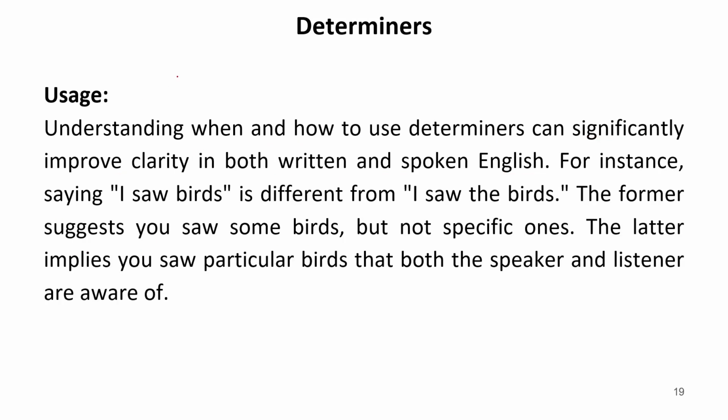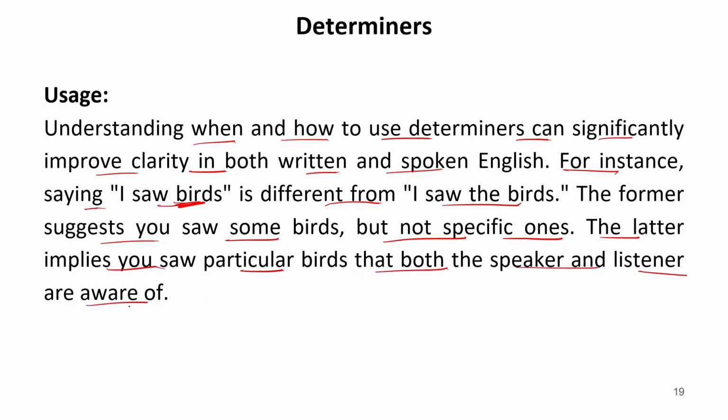Now, understanding when and how to use determiners can significantly improve clarity in both written and spoken English. For instance, saying "I saw birds" is different from "I saw the birds." If I say "I saw birds," it means I'm talking about any birds, whatever. But if I say "I saw the birds," it means I'm talking about a particular group only. The former suggests you saw some birds, but not specific ones. The latter implies you saw particular birds that both the speaker and listener are aware of.